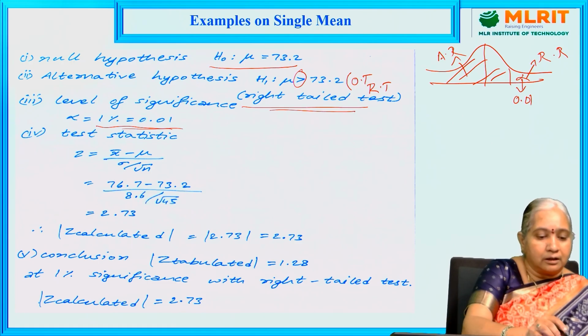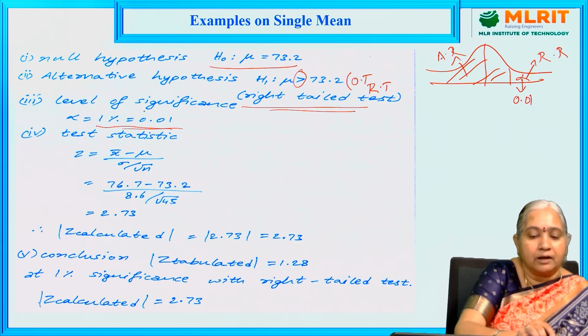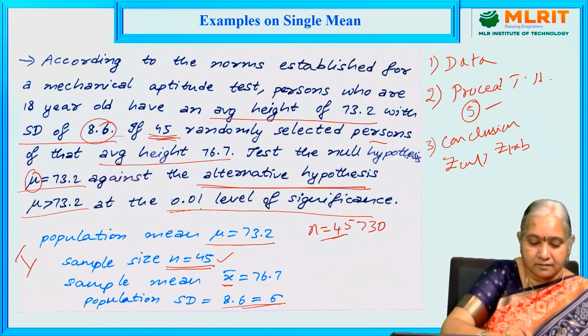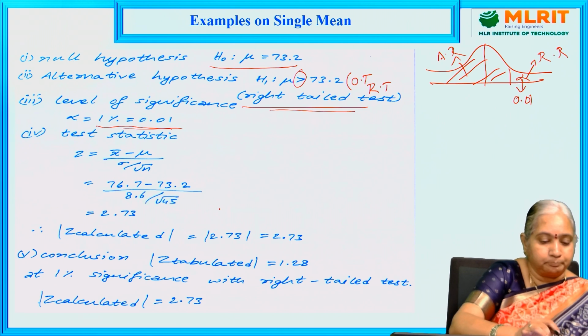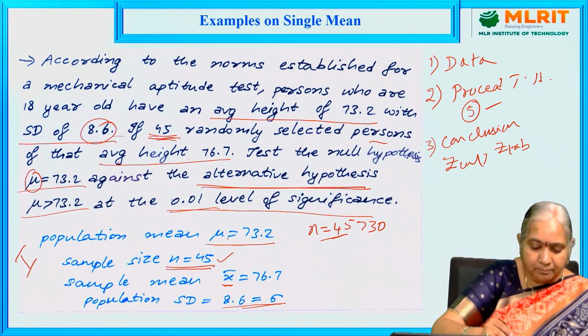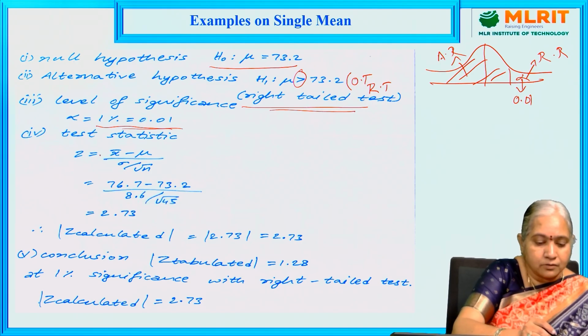Now the null hypothesis is the first step, and the alternative hypothesis is the second step in the procedure of testing hypothesis. The third step is the level of significance, denoted by alpha, which is also given in the question as 0.01, that is 1%. Now the fourth step is the test statistic, which is based on the sample data. Here we are testing the population mean, so the formula is x bar minus mu by sigma by root n.